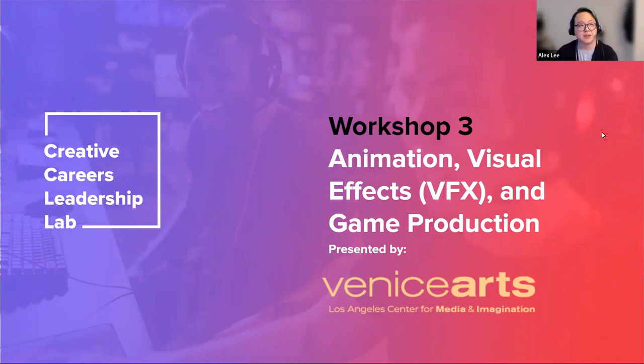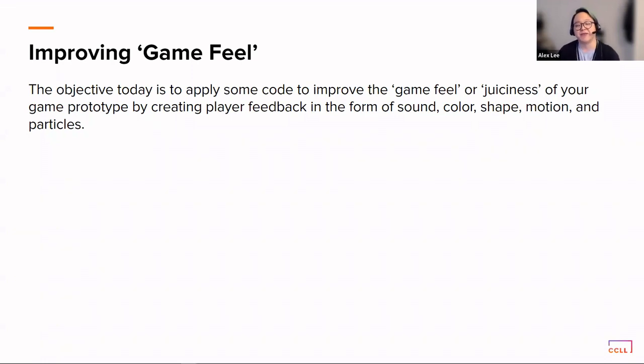So today we're going to be talking about how to improve the game feel. All right, so the objective is to use code and animation to improve the quote unquote game feel, or what people in the industry generally call juiciness, by creating player feedback. That's the most important part, in the form of either sound, color, shape, motion, and particles. These are the most common forms of feedback used to create juiciness, but it's not limited to this. The key fundamental part is just remembering that you have to give players feedback so that the immersion is created.